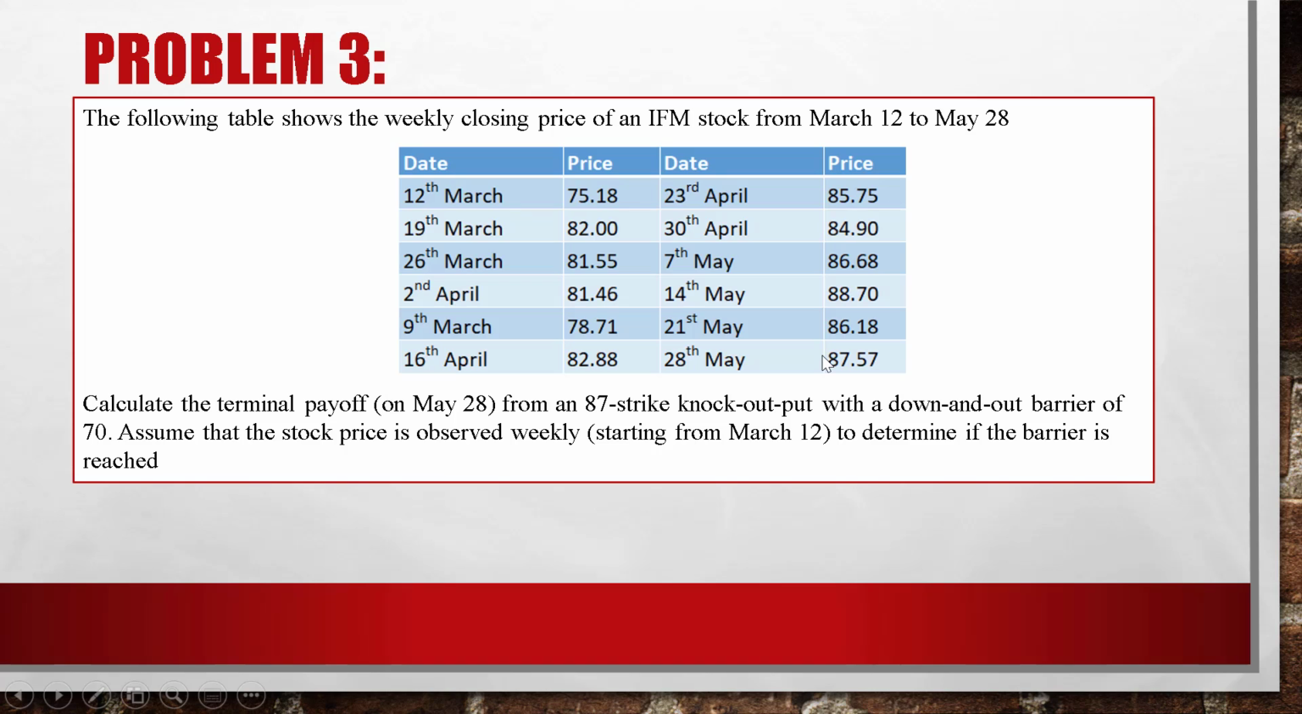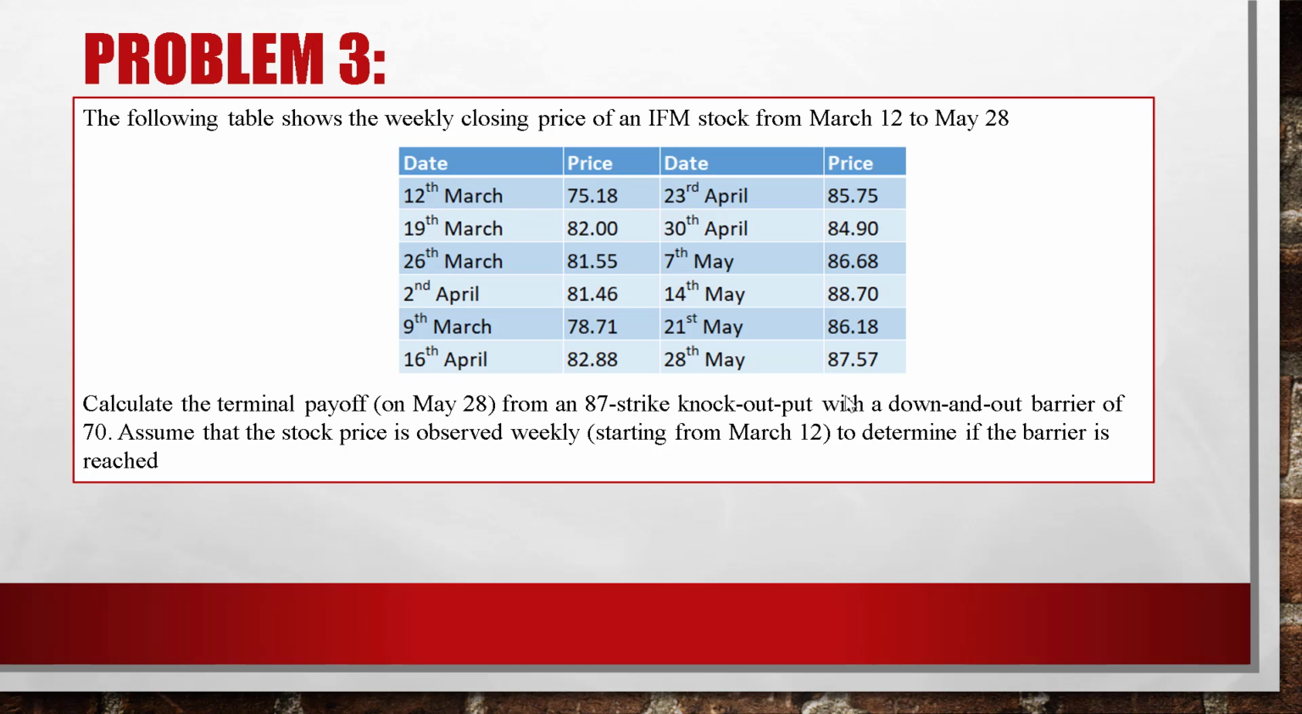Now let's answer the question. The strike is 87 and this is the put option. The stock price by the end of May, on May 28th, is 87.57. So in order to find the payoff, we take the strike 87, subtract the stock price 87.57. We got negative 0.57.